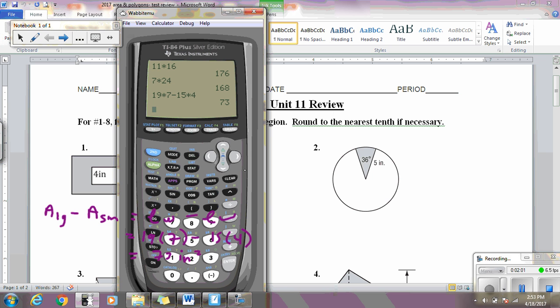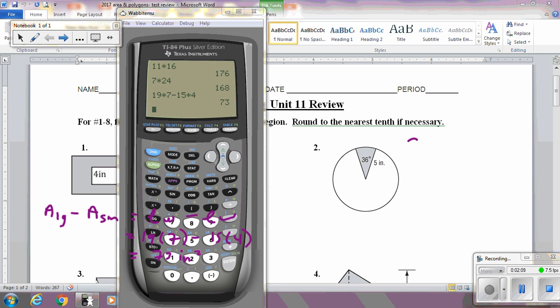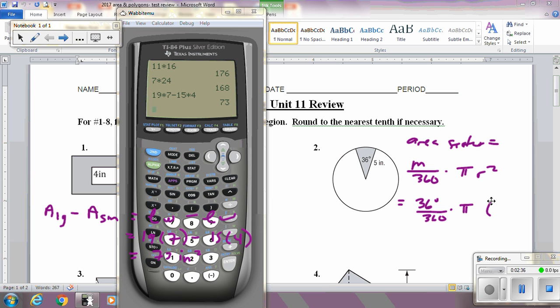For number 2, the shaded portion is a sector of the circle. So the formula for area of a sector is equal to the measure of the central angle over 360 times pi radius squared. So the measure of the arc in this shaded region is 36 degrees times pi times our radius, which is 5 squared.